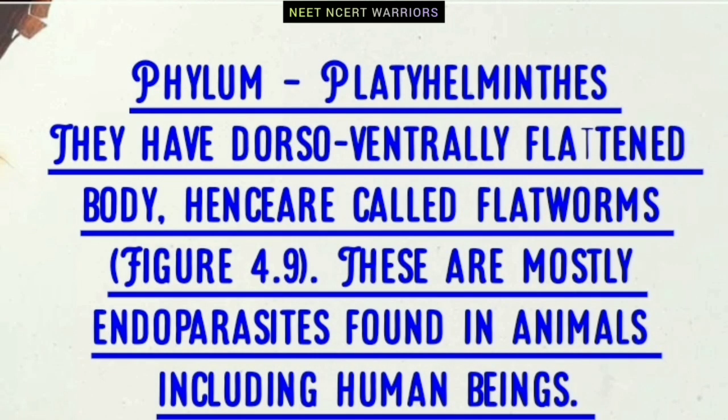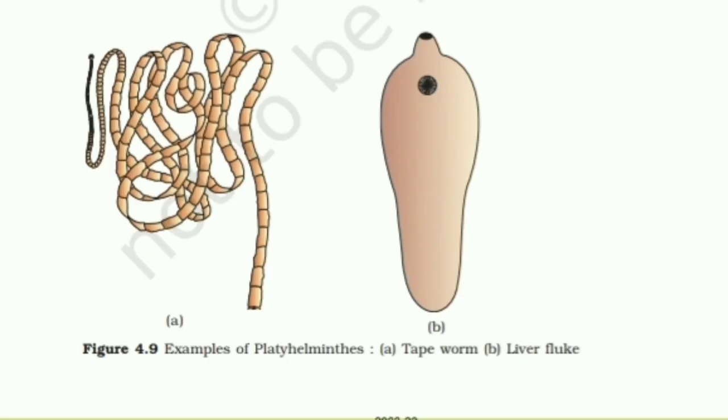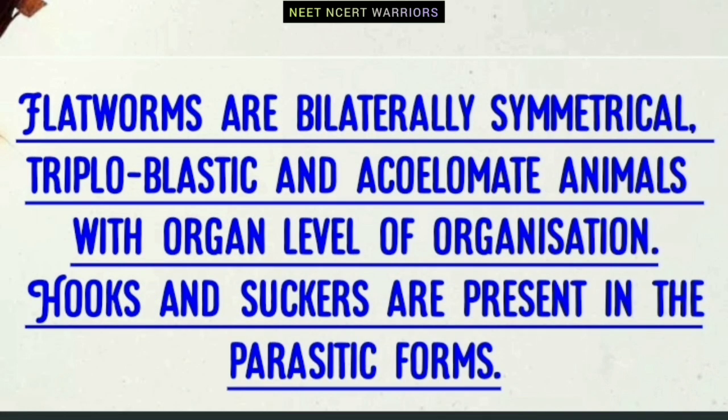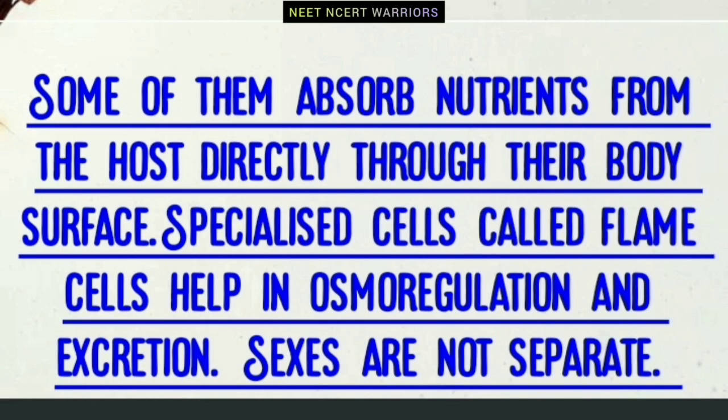Topic: phylum Platyhelminthes. They have dorso-ventrally flattened body, hence are called flatworms, you can see in figure 4.9. These are mostly endoparasites found in animals including human beings. Flatworms are bilaterally symmetrical, triploblastic and acoelomate animals with organ level of organization. Hooks and suckers are present in the parasitic forms. Some of them absorb nutrients from the host directly through their body surface.